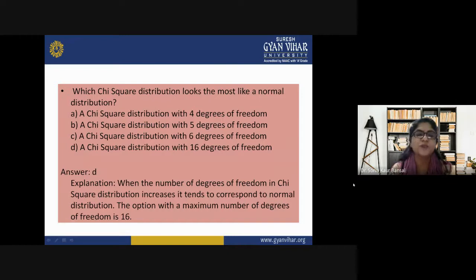So the correct option is D, and the correct explanation is that when the number of degrees of freedom in a chi-square distribution increases, it tends to correspond to a normal distribution. When it is increasing, it is becoming a normal distribution. So the option with the maximum number of degrees of freedom is 16. All right. So the maximum number is 16. That's why it looks the most like a normal distribution in chi-square distribution.